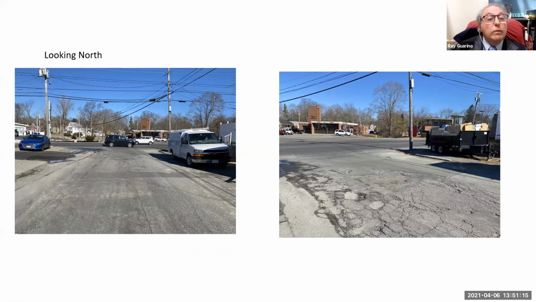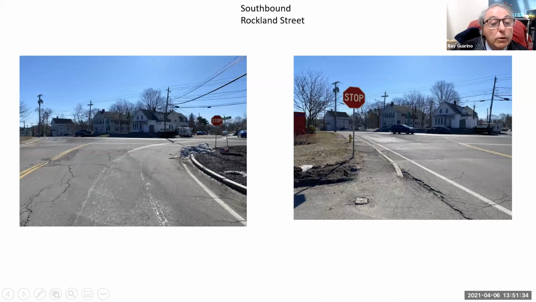These are just some views. This is looking from the one-way street, and you can see the pavement on Elm Street is really in poor condition. This is just a local road, and it's all one-way going away from Route 123. So this is on the opposite side. This is on Rockland. This is at the stop sign. The stop sign's on both sides of the intersection.